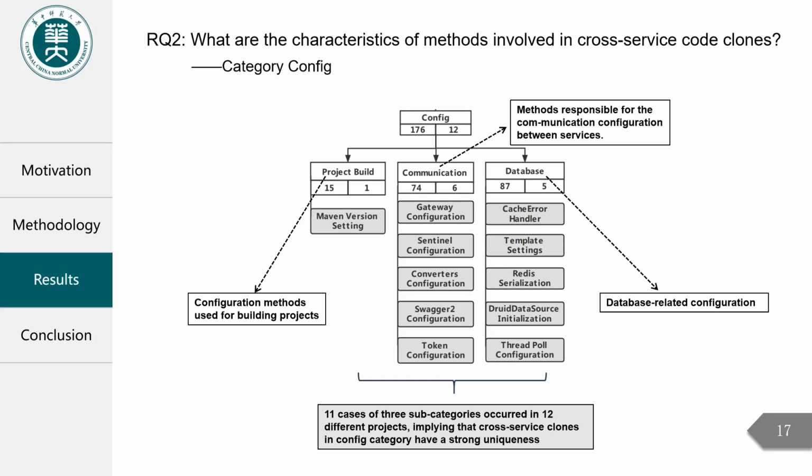Here, 11 cases of three subcategories occurred in 12 different projects, implying that cross-service clones in the config category have a strong uniqueness, because each project and even each service may adopt different technical schemes, but if two services in a project adopt the same technical scheme, it's easier to bring cross-service clones.